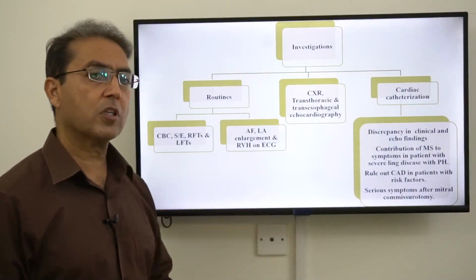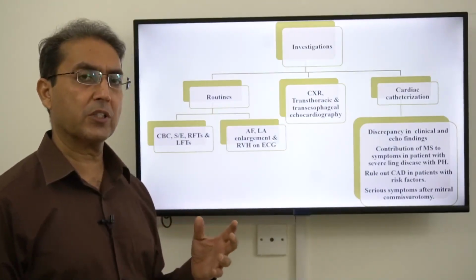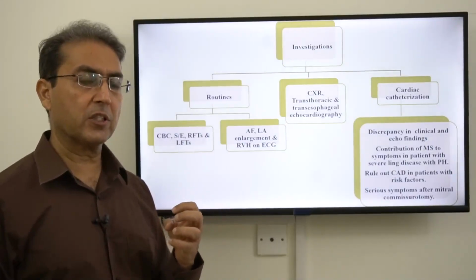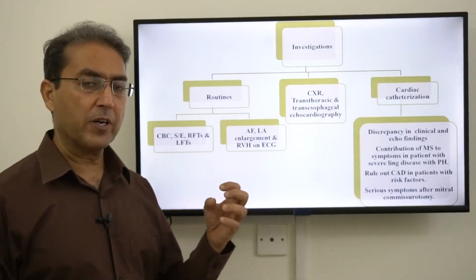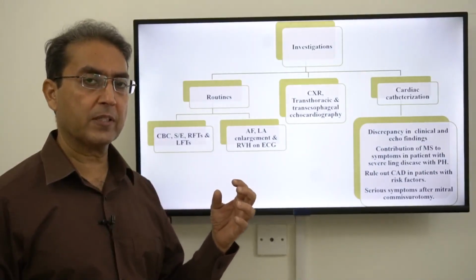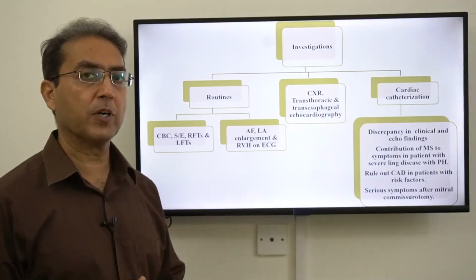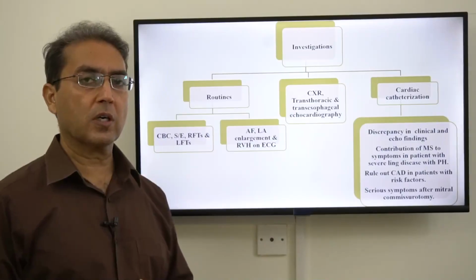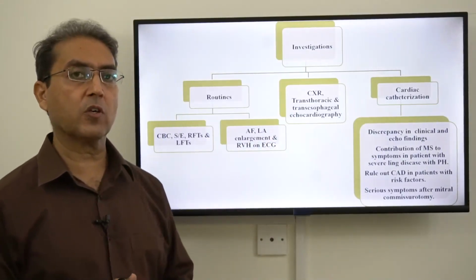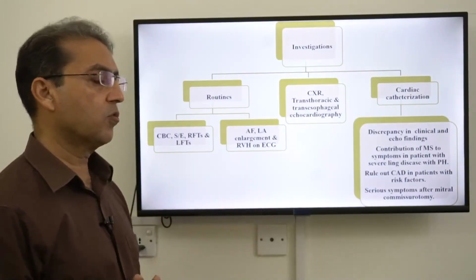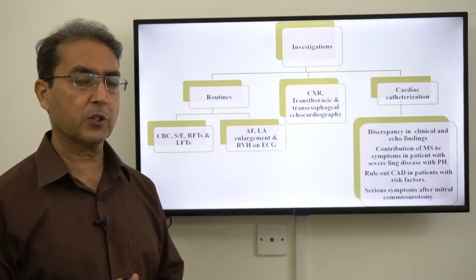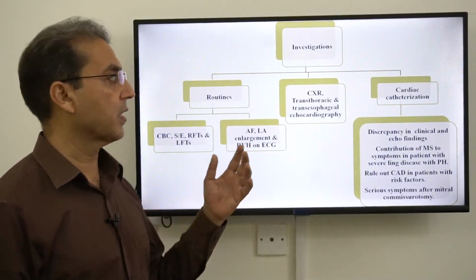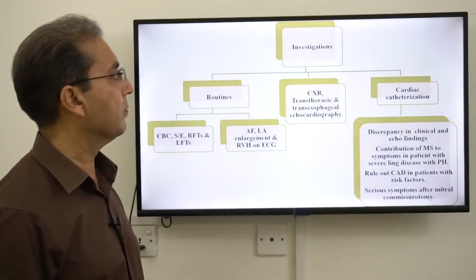And then patients who've got severe lung disease have pulmonary hypertension, and it's difficult to differentiate whether this pulmonary hypertension is caused by the pulmonary disease or by MS, and what the contribution of each is to the pulmonary hypertension. Then in patients who've got risk factors, we can do cardiac catheterization to see the state of the coronary arteries. And sometimes patients who've got serious symptoms after mitral commissurotomy may require cardiac catheterization. Otherwise, cardiac catheterization is generally not required.